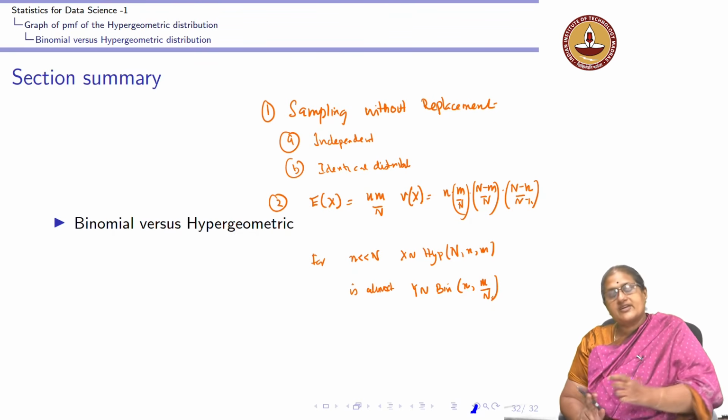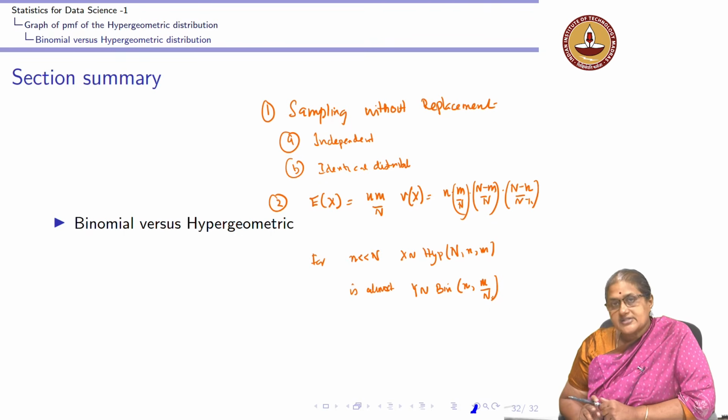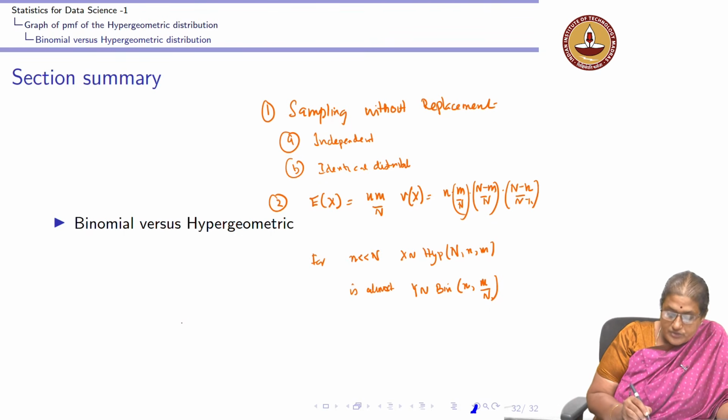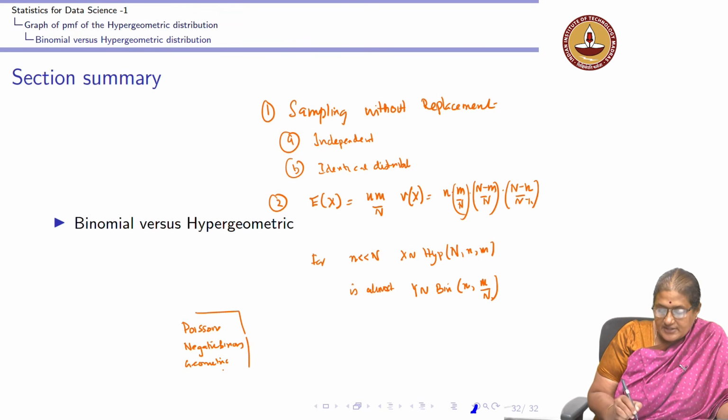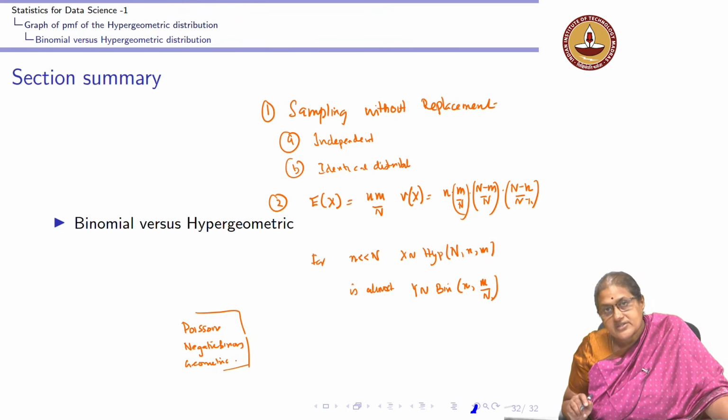So, the next thing which you are going to understand is 3 more important distributions. The first is the Poisson distribution, the next is the negative binomial distribution, and the third is the geometric distribution. These are the 3 distributions which we will discuss in detail.